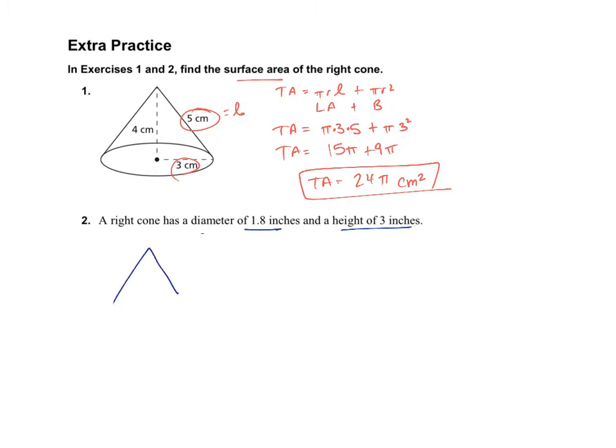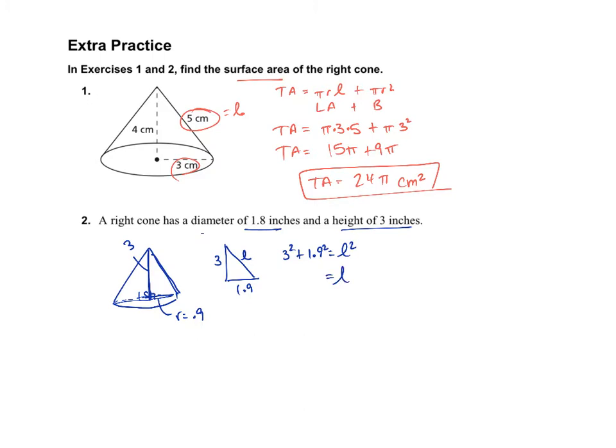So we are looking at a cone again that looks like this, and this time the diameter all the way across is 1.8, so that means the radius here is going to be 0.9, and this height going up this way perpendicular is 3. Okay, so I'm going to take this apart because this piece that connects right there, that's going to be my slant height. This is 3, that's 0.9. I can solve for L because 3 squared plus 0.9 squared equals L squared.